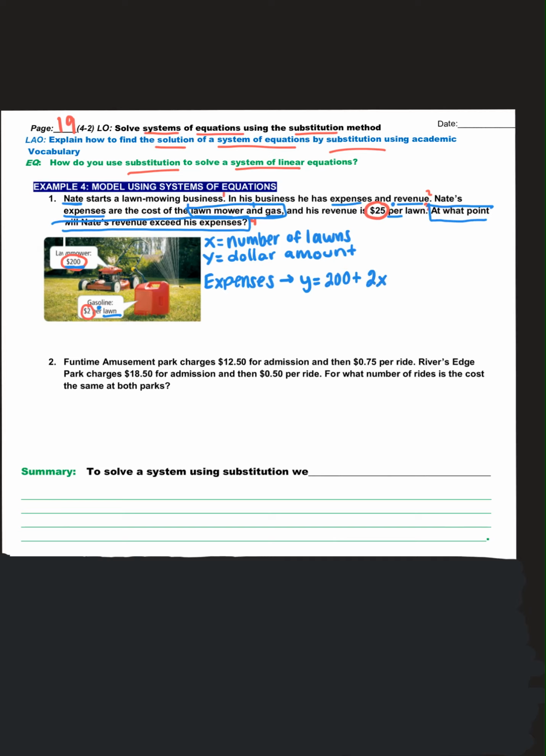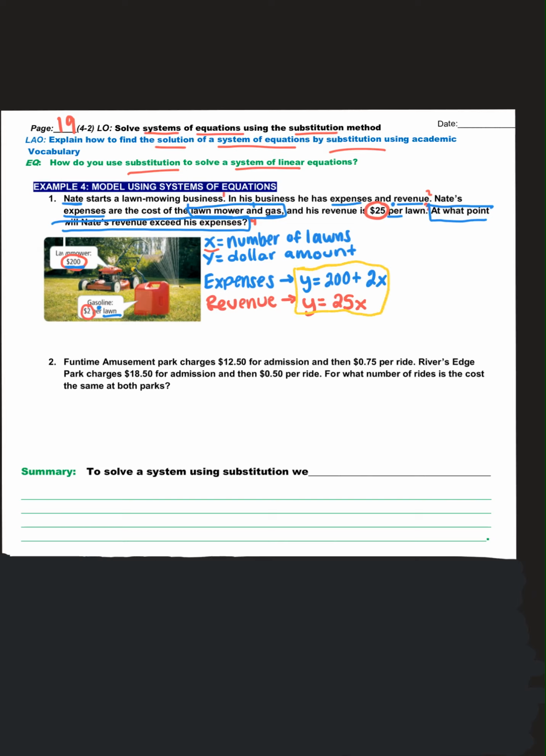Then my next equation is going to represent his revenue. Revenue is like profit. It's like how much he's getting. He gets $25 per lawn. So again, a Y, because it's the amount of money, Y equals 25 per lawn, and lawn is X. So 25 times X. That's our system right here, my friends.